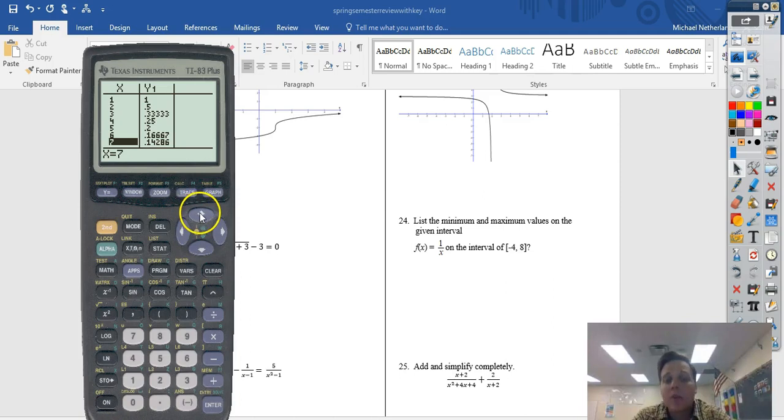Okay? This problem is tricky. Think about it very carefully. When you're looking at all these, what's your lowest y value? Which one was the lowest? Really take your time to think about it. Which one was the lowest y value from -4 to 8? What was the lowest y value that it gave you?